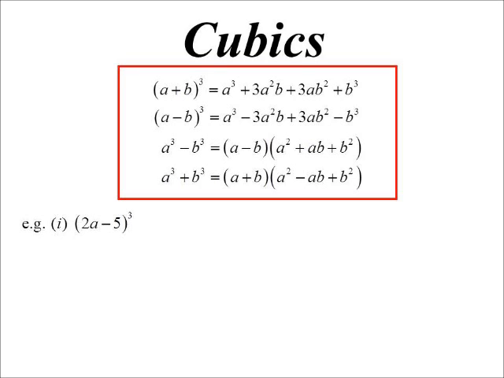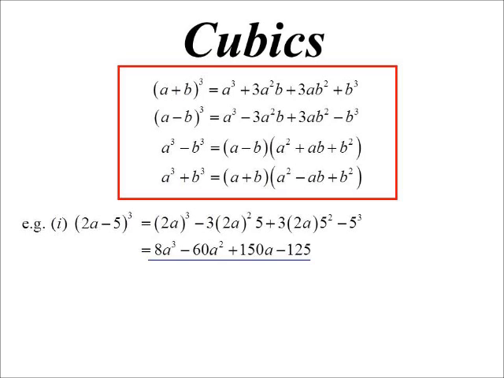Alright, so 2a minus 5 all cubed. This is the sort of thing you probably just do in your head, but you know, the first term, powers of 3 going down by 1, powers of a going up by 1. Tidying it up, there's our answer.